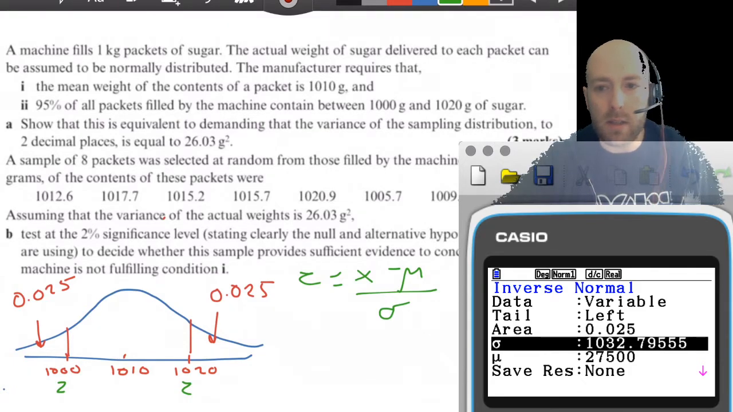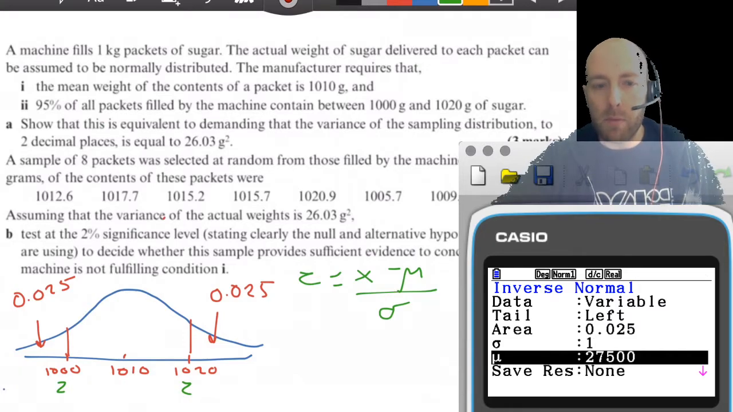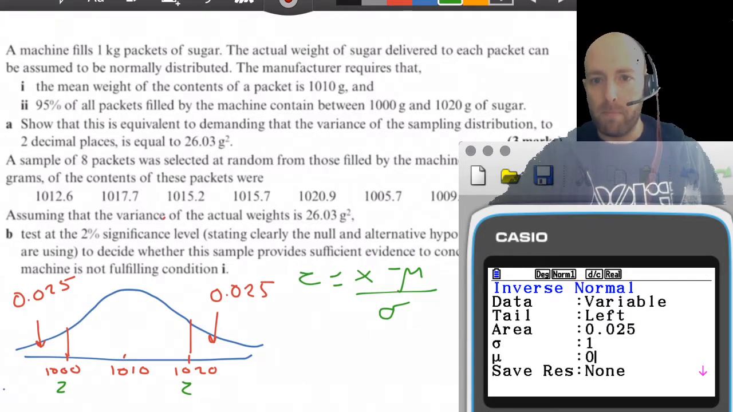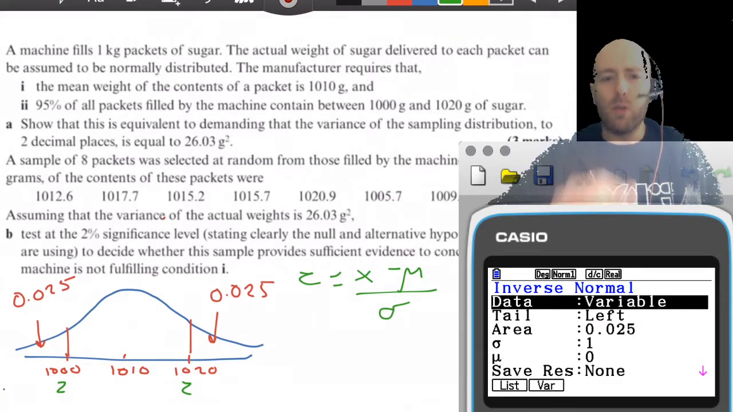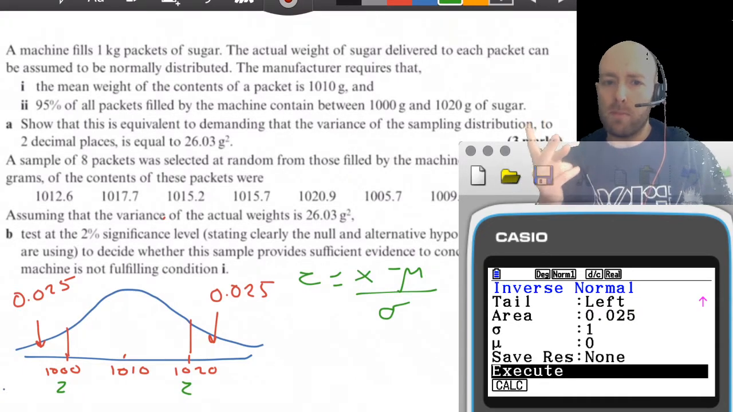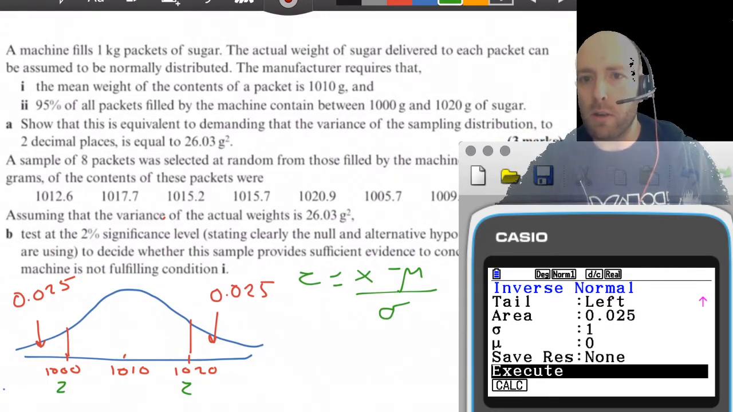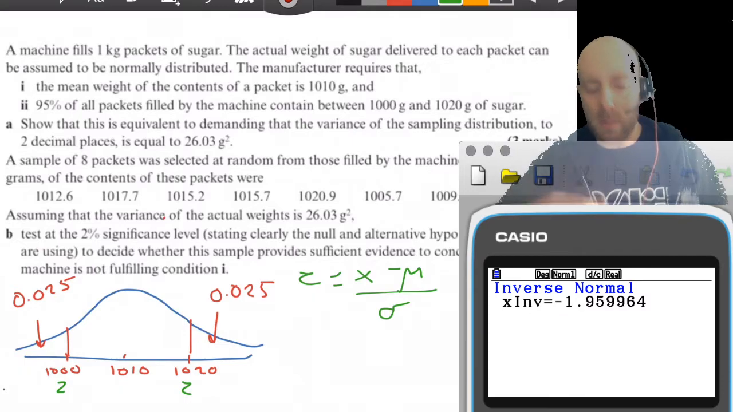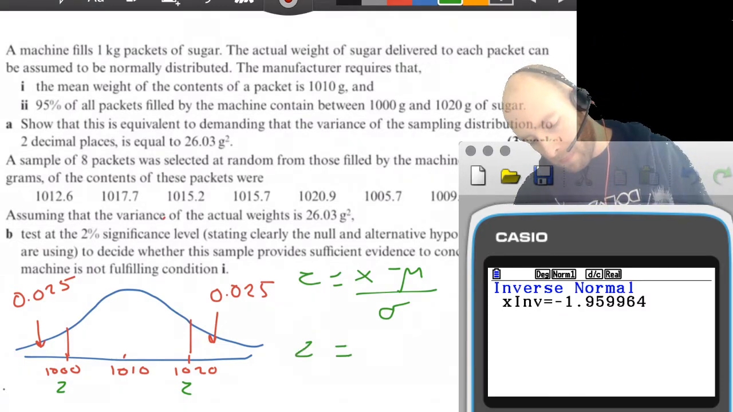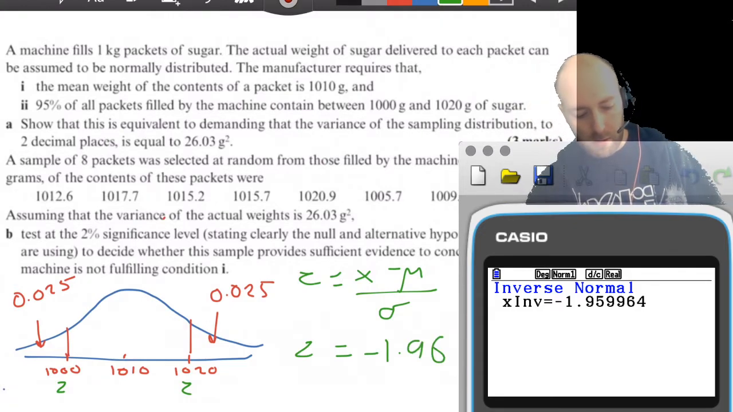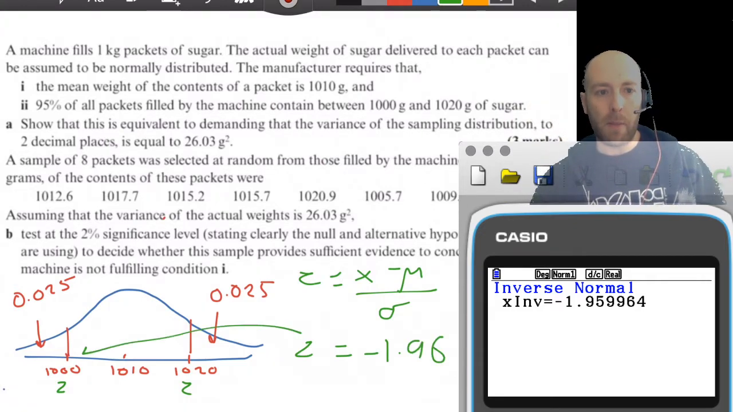Sigma is going to be 1 for a standardized distribution with z, and mu is going to be 0 for z. And that's why z is useful, because it always has a distribution of 0 and 1. Then we can just do the coding. So if we execute that, we get minus 1.96. So that's our value down there.